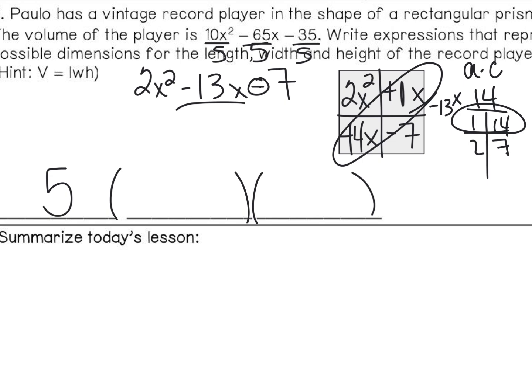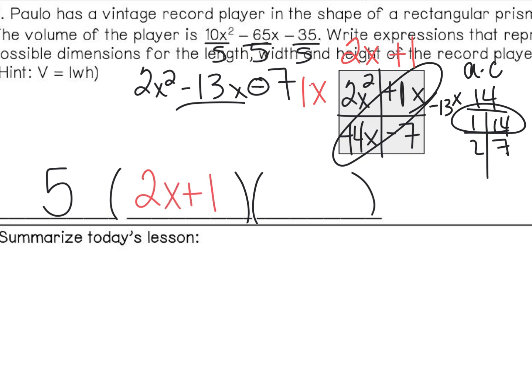Now we can take out our GCF. What's the GCF between 2x squared and 1x? Just 1x, right? They both have x's. Remember, it can be a number, it can be a letter, it can be both. So if I take out 1x, what's going to go on the top? 1x times what is 2x squared? 2x. Okay. 1x times what is 1x? 1. There's one of our dimensions.